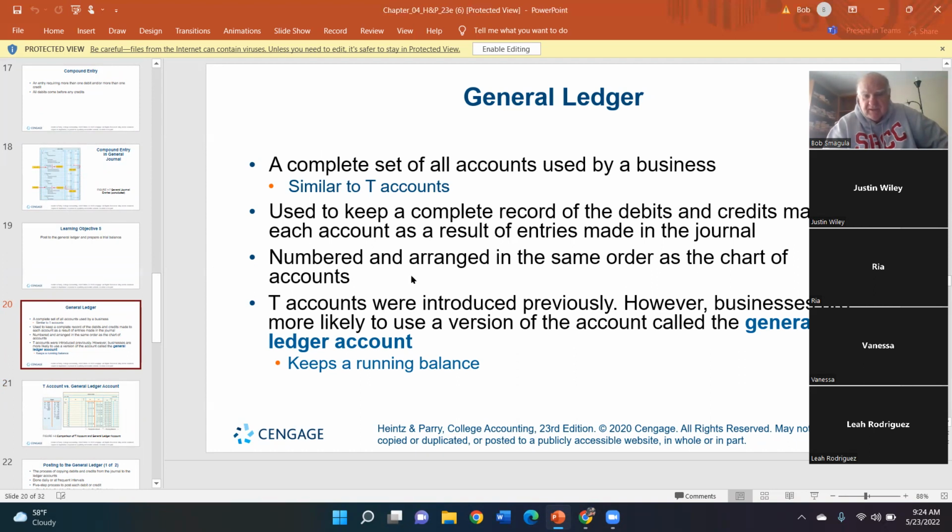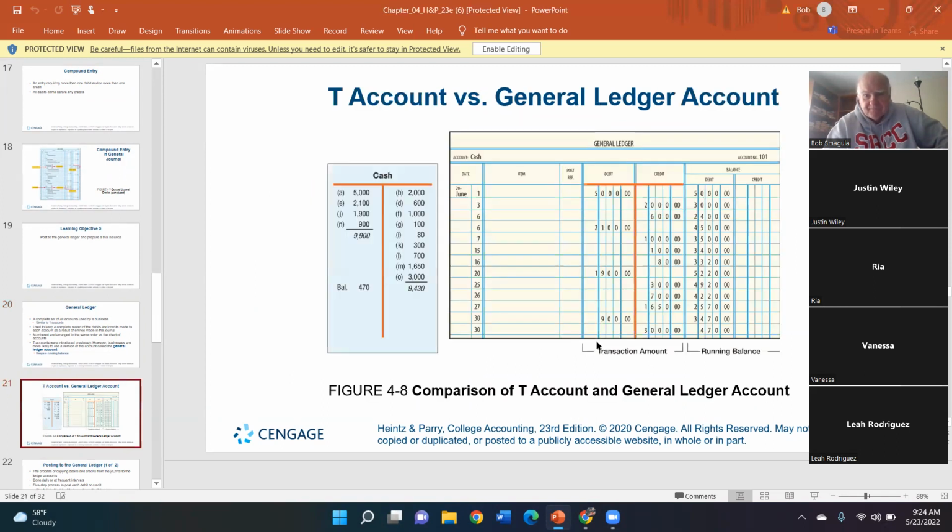General ledger is laid out in the same exact order as the chart of accounts. So when you open up your chart of accounts or your general ledger, the first item you're going to see is the T account for cash, then accounts receivable, etc. T accounts were introduced previously. However, businesses are more likely to use a version of the account called the general journal account. That's our journal entries. They call them general journal, or general journal, journal entry, same thing.